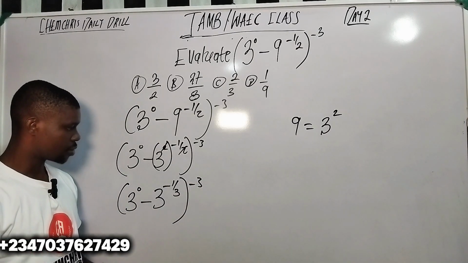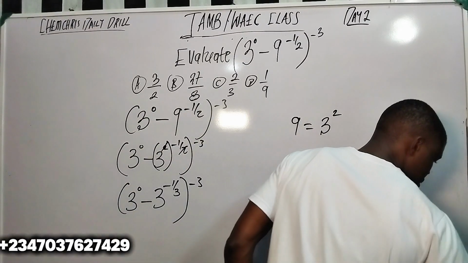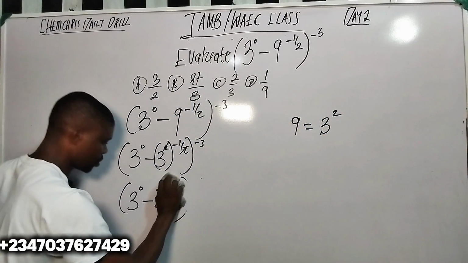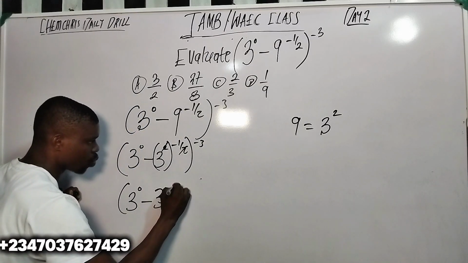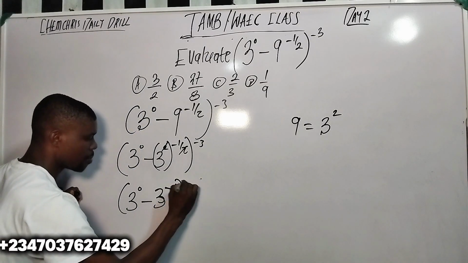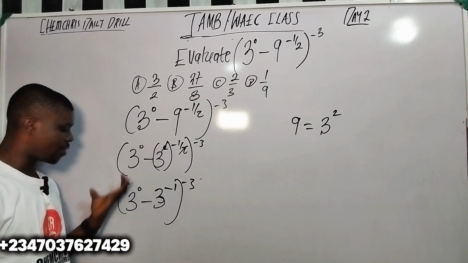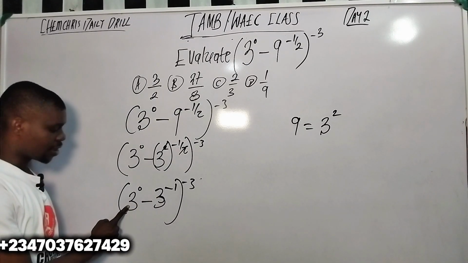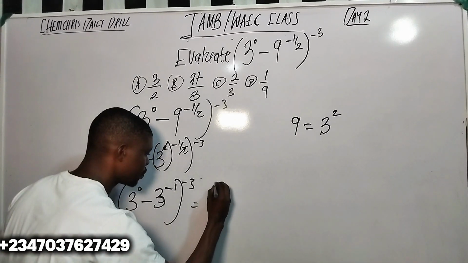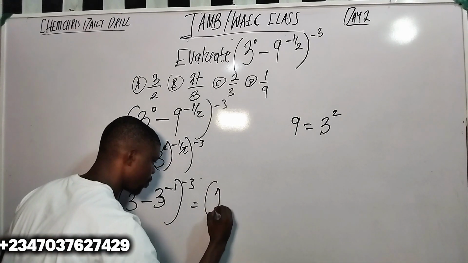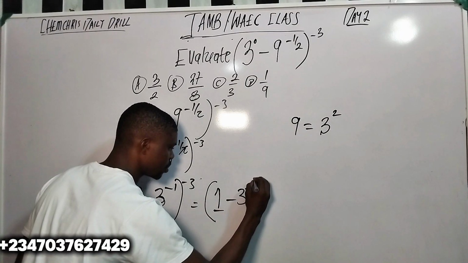You see that? So here we have 3 raised to 0 minus 1 over 3, all raised to minus 3. Now we can evaluate the inside. Remember, 3 raised to 0 is 1. So here we have 1 minus 3 raised to minus 1, all raised to minus 3.